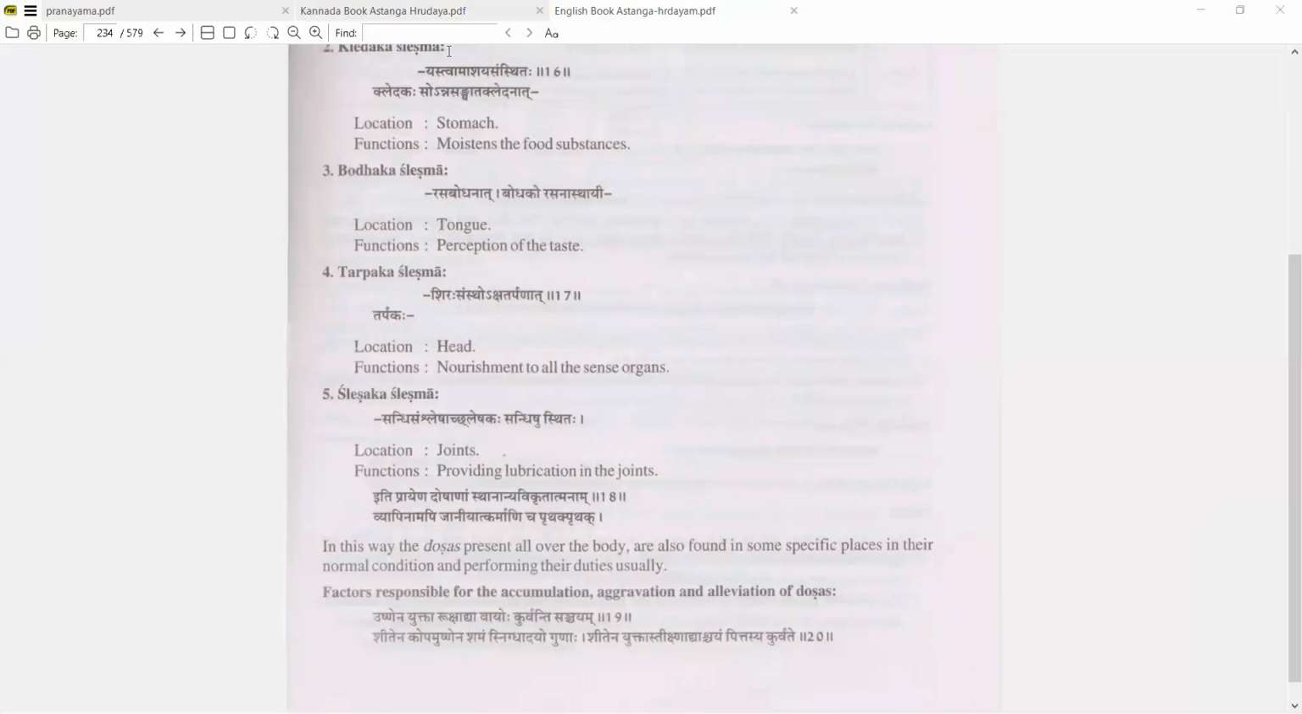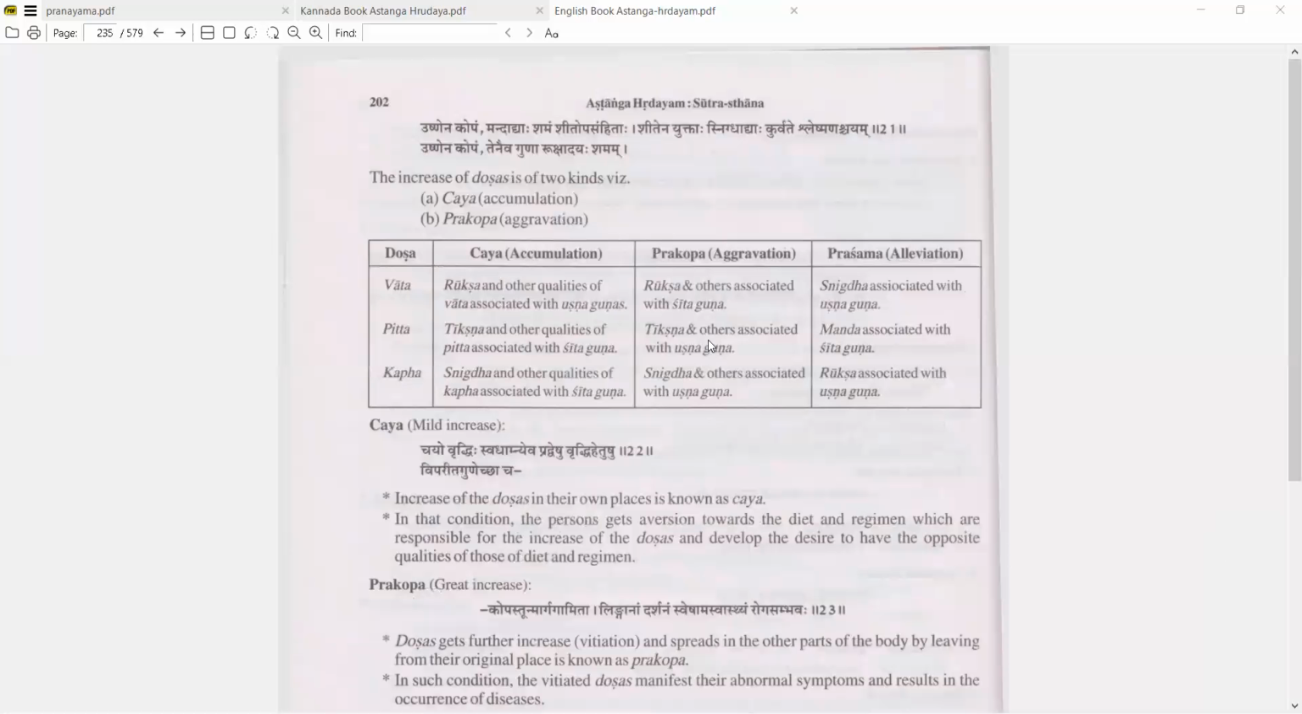Thank you, Chaitraji. Suchitraji, do you want to continue? Page 202.